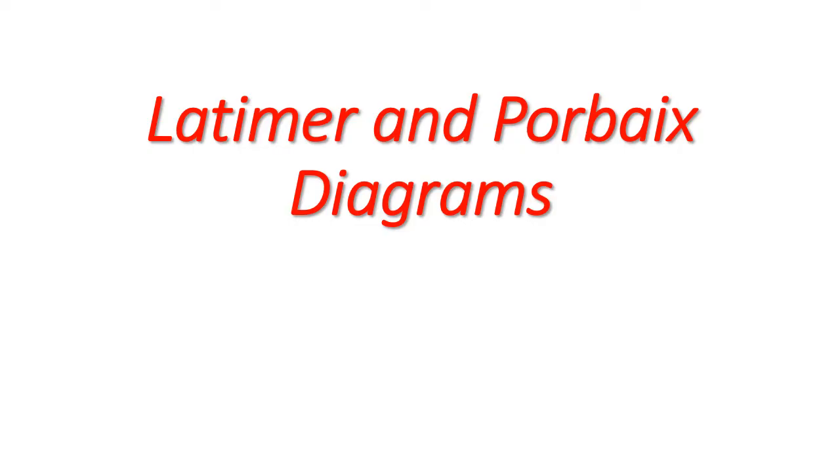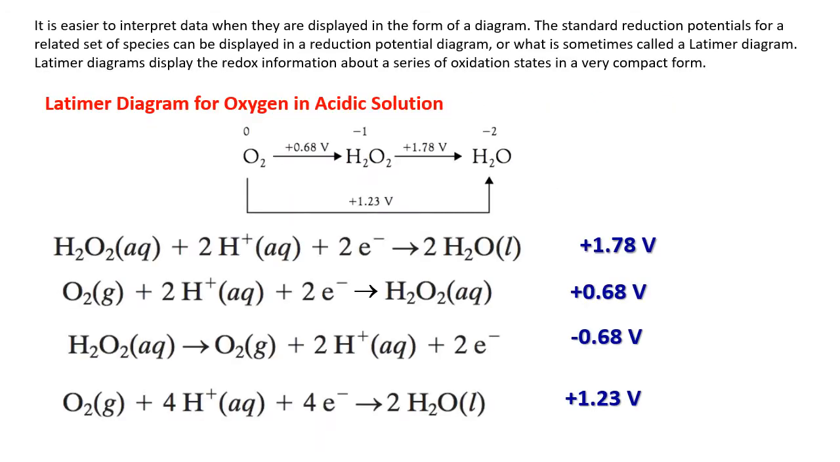A short review of Latimer and Pourbaix diagrams. It's easier to interpret data when they are displayed in visual form, for example, as a diagram. Standard reduction potentials for a related set of species can be displayed as a reduction potential diagram, which is sometimes called the Latimer diagram. There is a famous reference book of Latimer. Latimer diagrams display redox information about a series of oxidation states in very compact form.